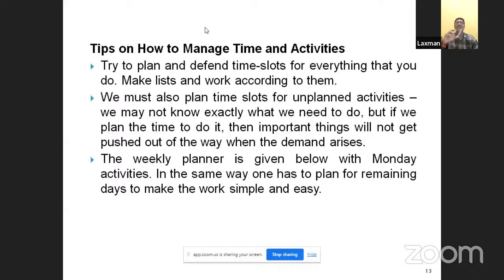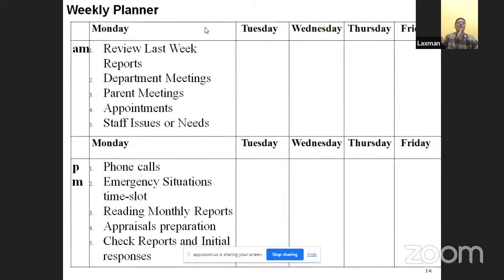The weekly planner is given below with the Monday activities; other days can be planned in the same way. I am giving an example for Monday only, in one simple way. You can plan another way. For Monday, first the morning session, then the afternoon session. Review last week's work on Monday only. Sometimes there is a holiday on Sunday or Saturday.